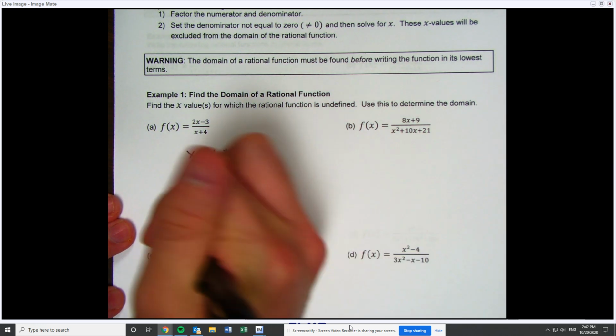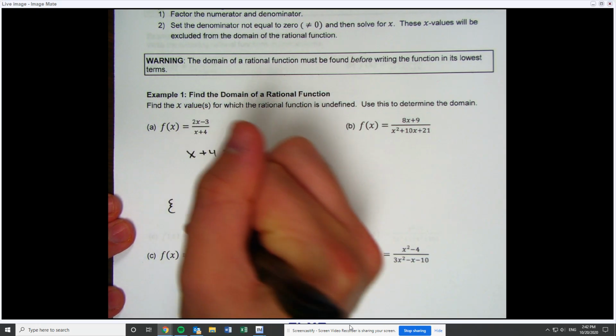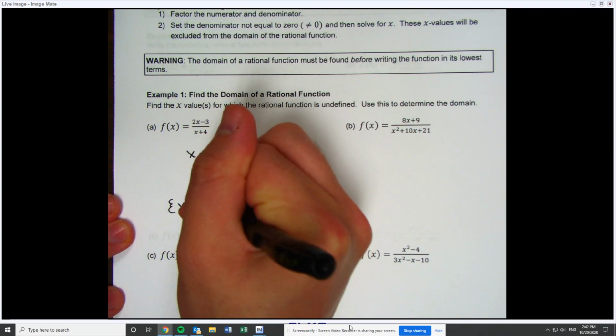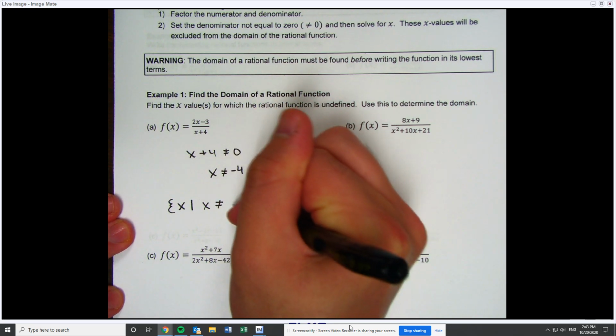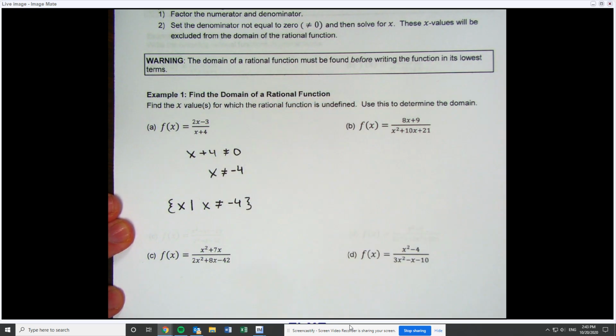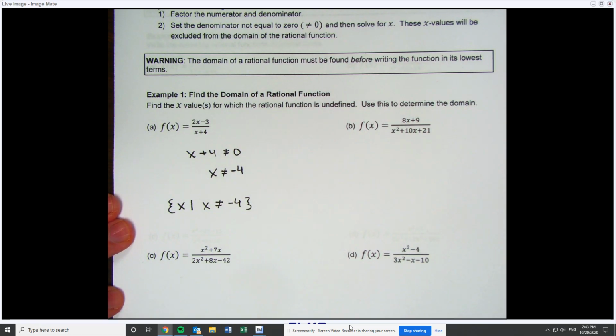To write this up in proper math language, we're going to do it in set notation. So I do the set, which is the curly brackets, of x's, such that means we do a bar, x does not equal -4. That's what we're going to do for the domain. You could have done interval notation with the parentheses and brackets, but anytime you have to exclude more than one thing, it gets kind of ugly. So this is what we'll use. And that's it. That's all you have to do for determining the domain. Set the denominator not equal to 0, solve for x, and then write it in proper notation.